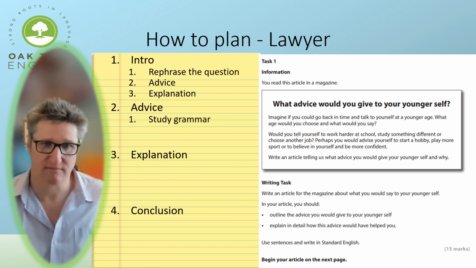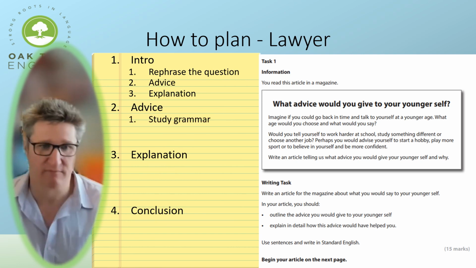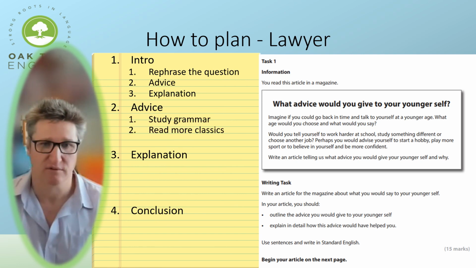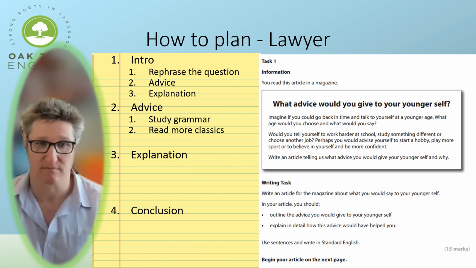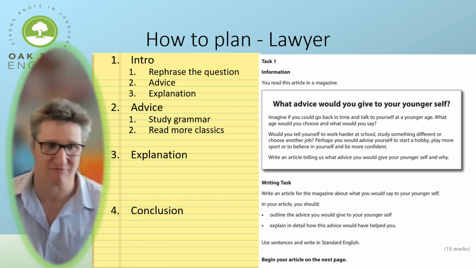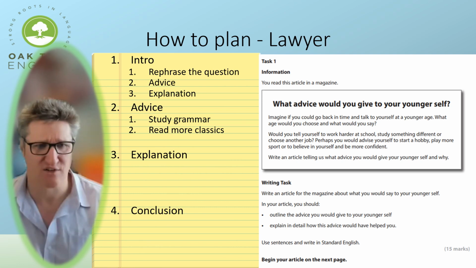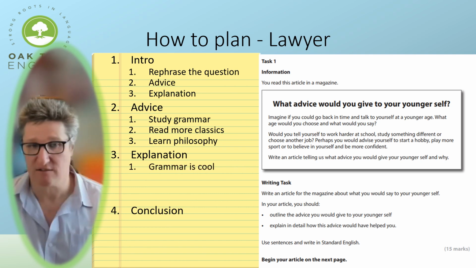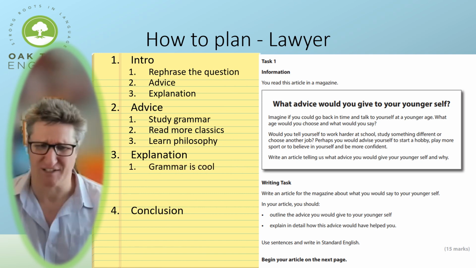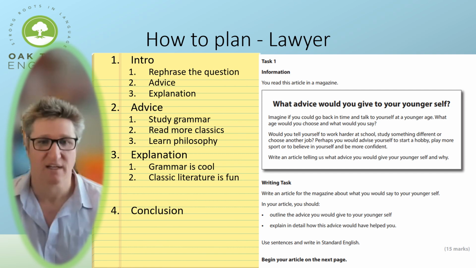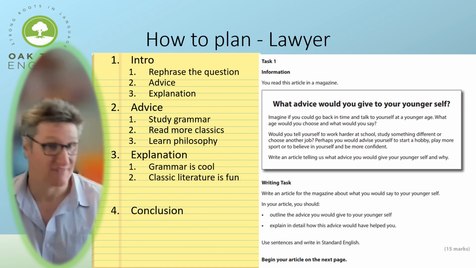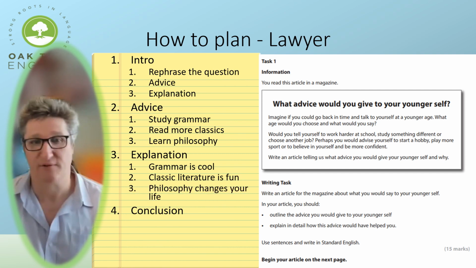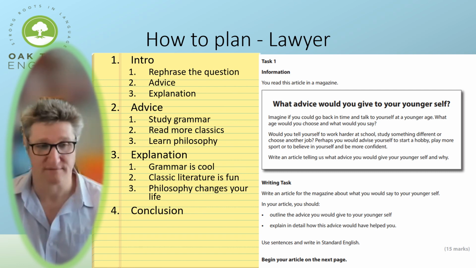The advice might be something useful like study grammar or read more classics, by which I mean things like Dracula and Frankenstein and Tess of the d'Urbervilles. Learn some philosophy. And the reason, of course, would be grammar's cool, and it is so cool. Classic literature is fun, it really is. And philosophy changes your life. That's very true too.